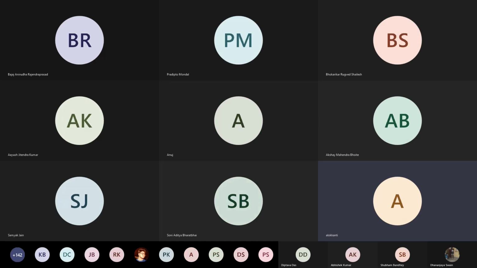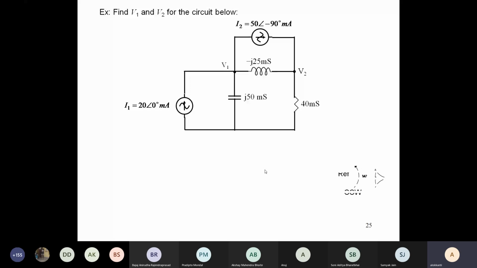Yeah. So this was the problem we gave yesterday. Did we complete this problem? Yes, sir. We will do some more problems today.